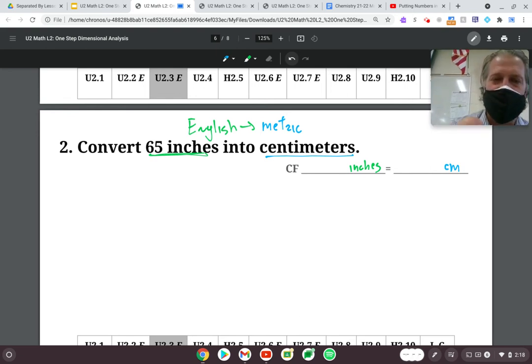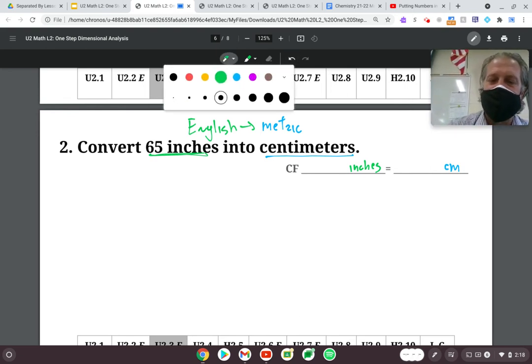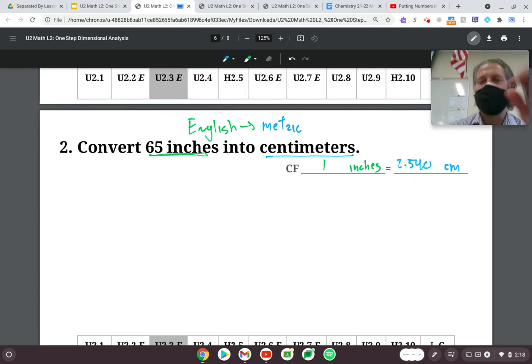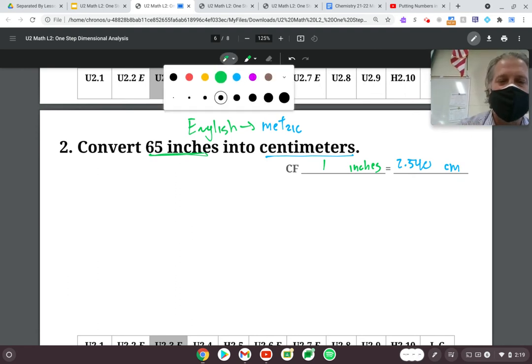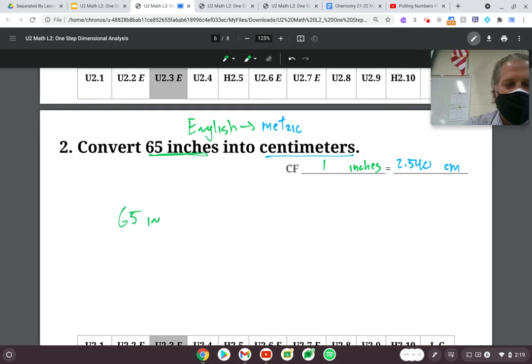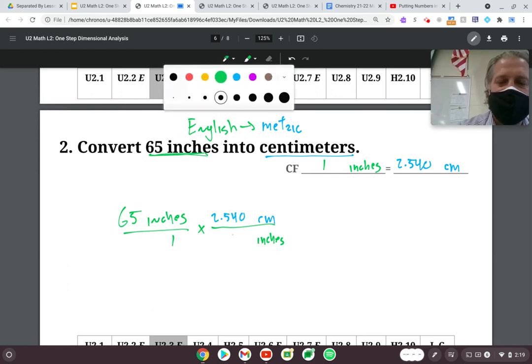So I'm going to record that in my graphic organizer that 1 inch is equal to 2.540 centimeters. And now I'm just going to do the math problem just like we've been doing the other ones. So I'm going to take 65 inches, put it over 1, and I'm going to put inches on the bottom, and I'm going to put centimeters on the top, and I'm now going to fill in the value, so it's 2.540 centimeters is equal to 1 inch.